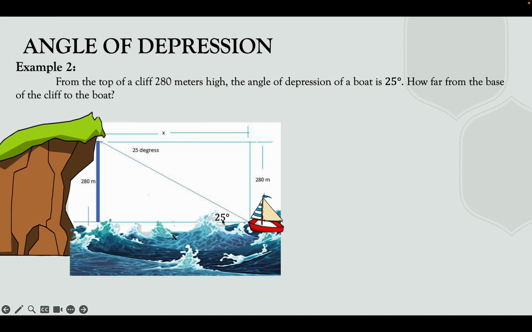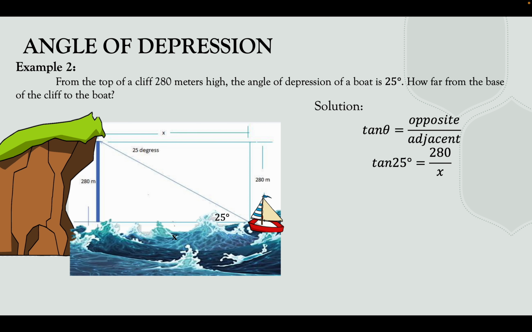to the boat. So that means the opposite side is the height of the cliff, 280 meters, and the distance from the cliff to the boat is x. So that is the adjacent. So we will use again TOA, or tan theta equals opposite over adjacent. So tan 25 degrees equals 280 over x.